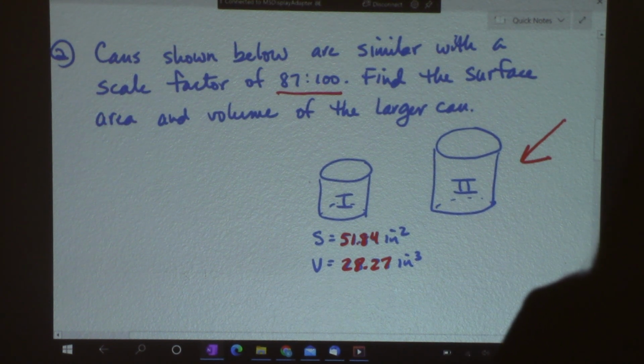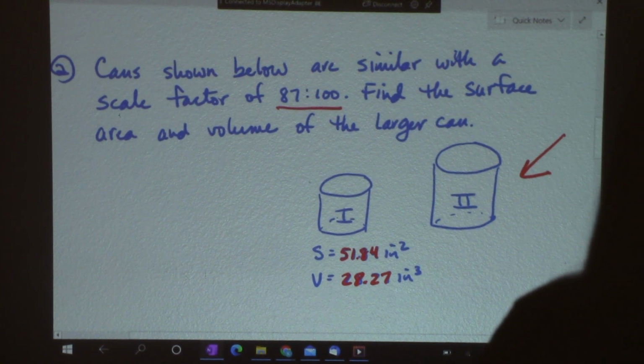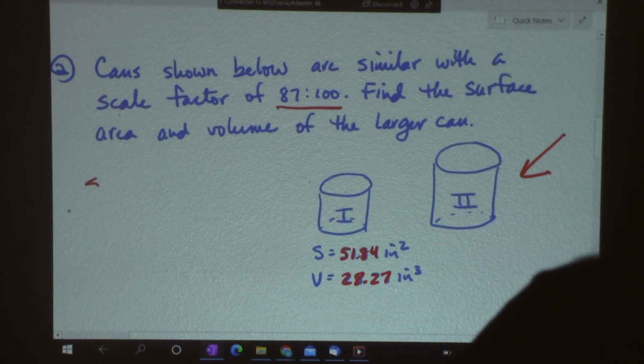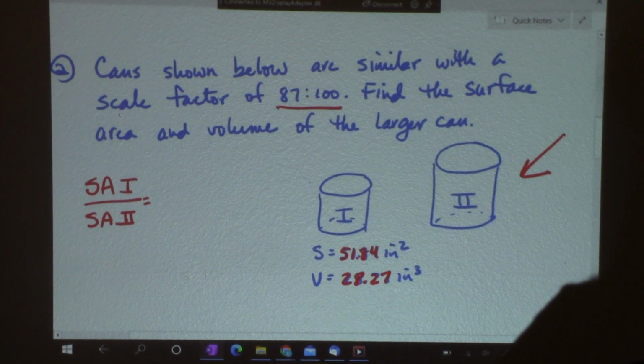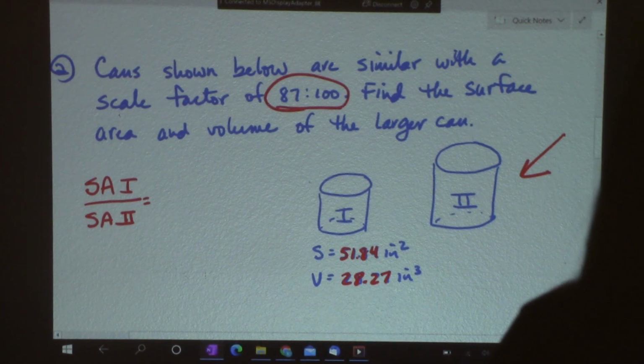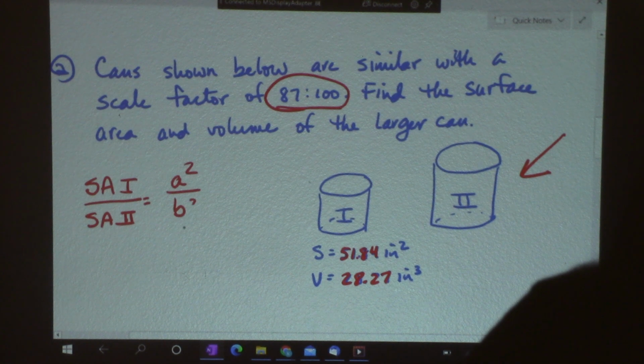All right. So if we're looking at our scale factor, the surface area of can number 1 over the surface area of can number 2 is, for surface area, what do we do to it? Remember, I have 87 over 100. I square it, all right?